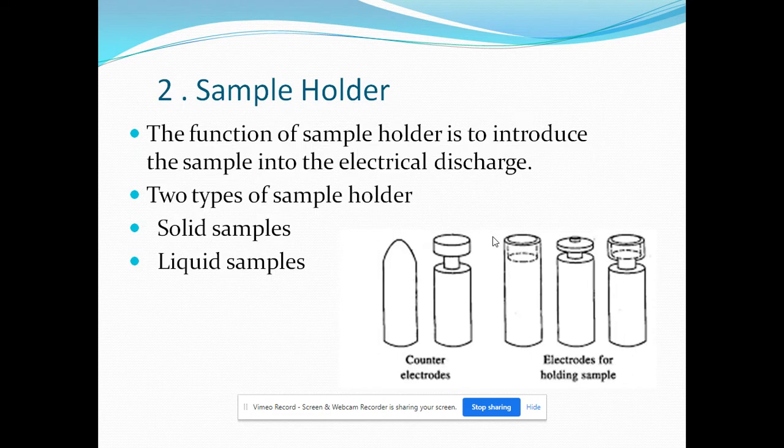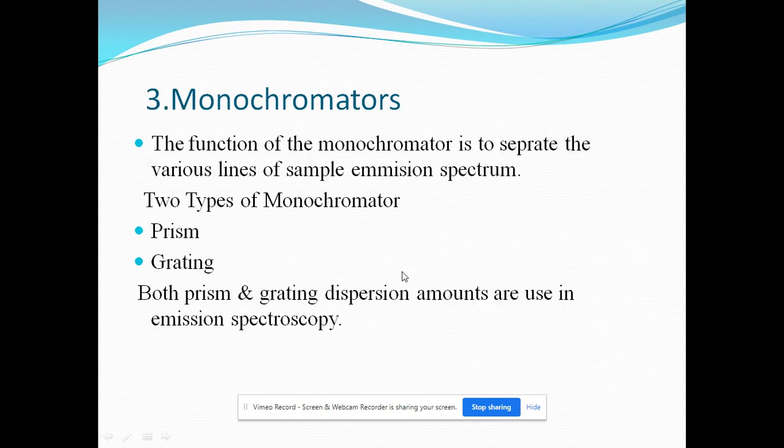Sample holder. The function of the sample holder is to introduce the sample into the electrical discharge. There are two types of sample holder: one for solid samples and the other for liquid samples. Here we can see the diagram of the graphite electrode. There is a counter electrode and an electrode for holding a sample. This electrode does not contain the sample, but the other electrode contains the sample, and there is a space for placing the sample. This sharp surface helps minimize heat resistance.